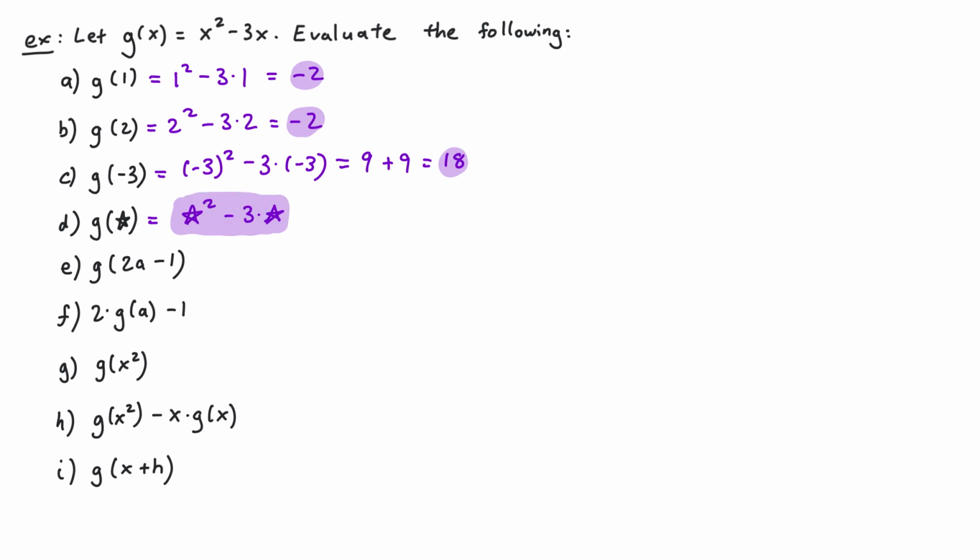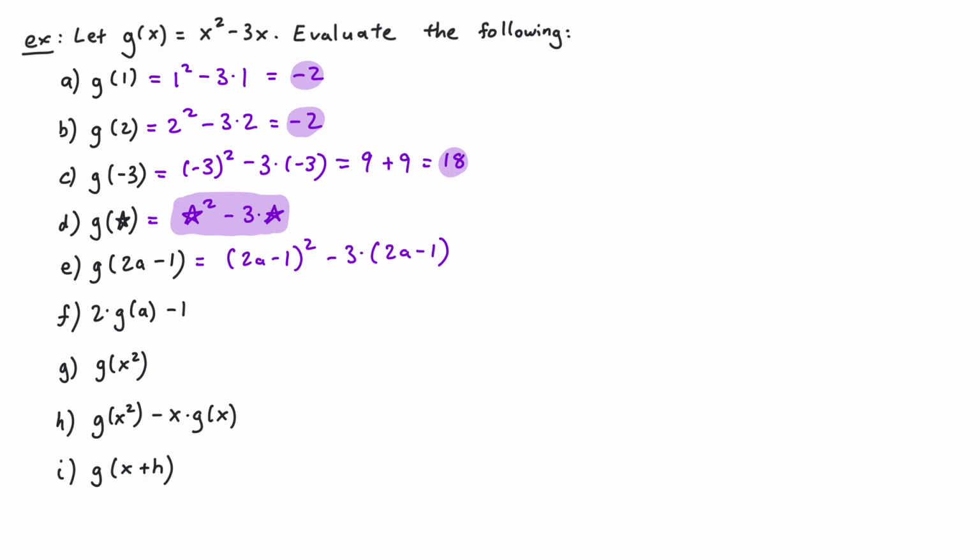In part E, we want to evaluate g of 2a minus 1. This time, our input is not just a number, it's not just a letter, it's not a symbol, but a whole algebraic expression, 2a minus 1. If we want to find the output, we just repeat what we've been doing in our previous examples. We go to the formula for our function, x squared minus 3x, and everywhere we have x, we're going to replace them with our new input, 2a minus 1. So our output is going to look like (2a minus 1) squared minus 3 times (2a minus 1).